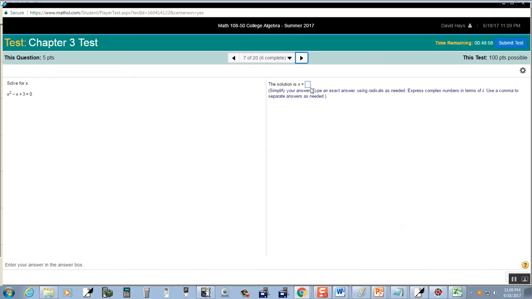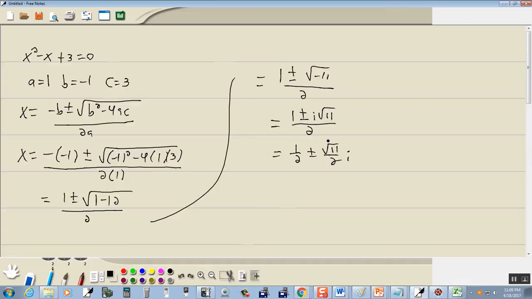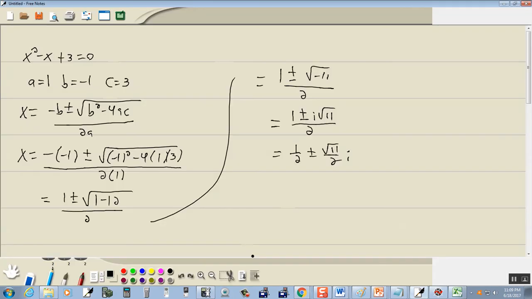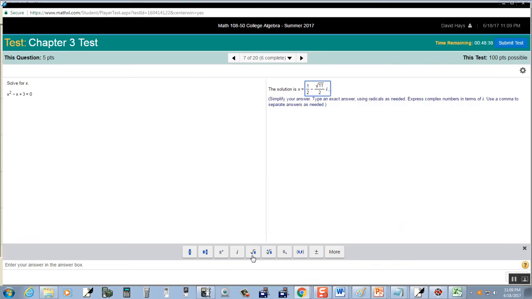And use a comma to separate the answers. Okay. So we got 1/2 minus square root of 11 over 2 i, comma, 1/2 minus square root of 11 over 2 i.